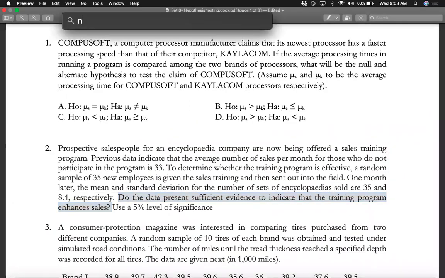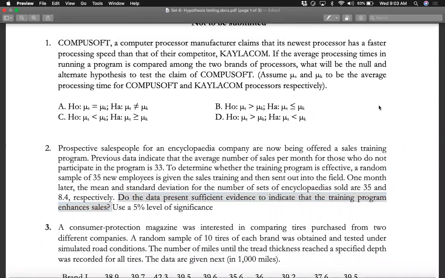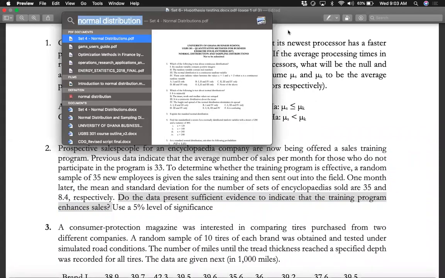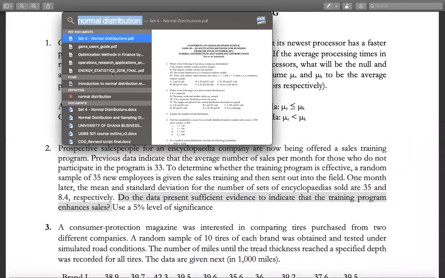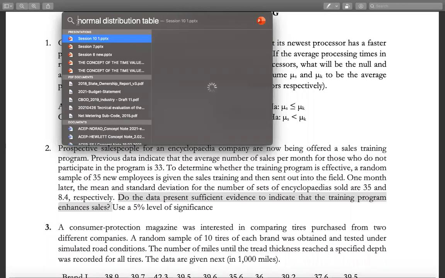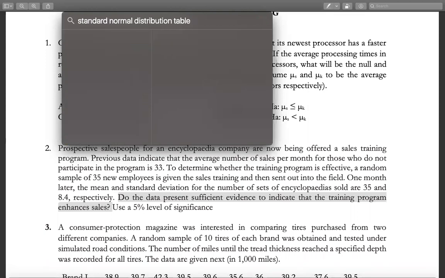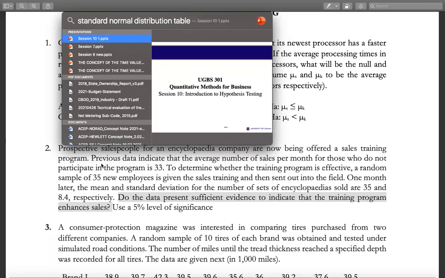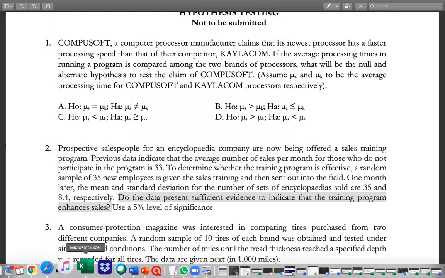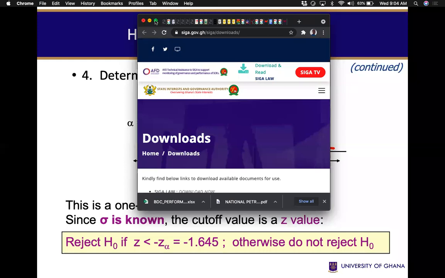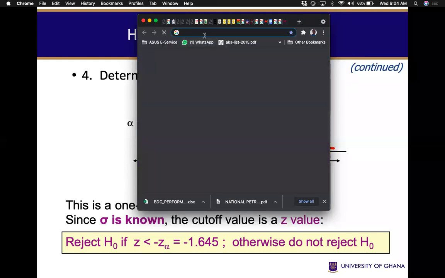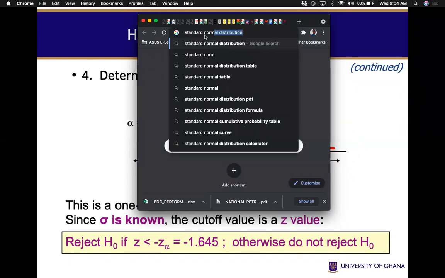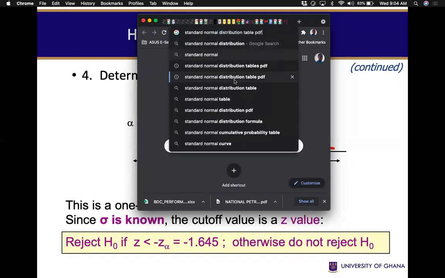So, yes. Let's go to the normal distribution table, and then let's see something. Table, right? Okay, I think I have to download it again. Right. So, standard normal distribution table.